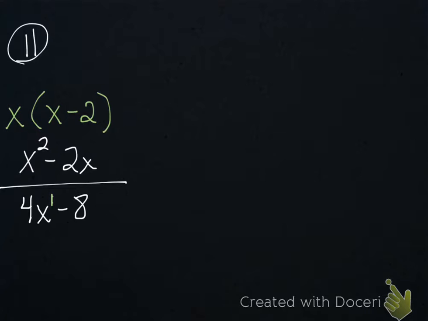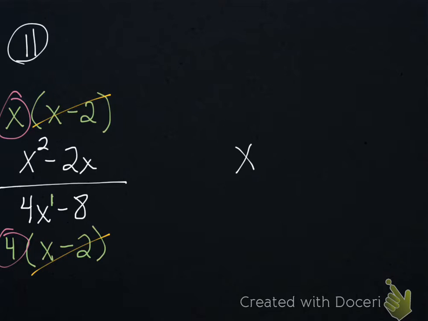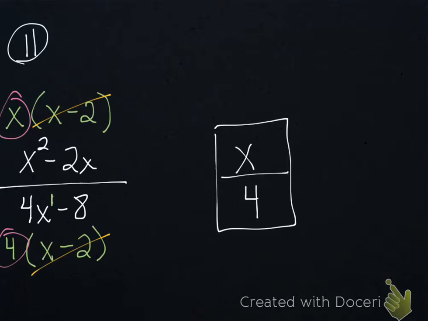But notice I have a 4 as a coefficient and an 8 as a constant. Both of those are divisible by 4. So let's pull out a GCF. X minus 2. Bingo! Got it. So the x minus 2's are going to cancel. What are we left with? An x on top and a 4 on the bottom. X divided by 4. That looks a lot simpler.